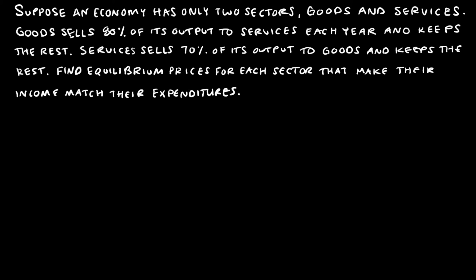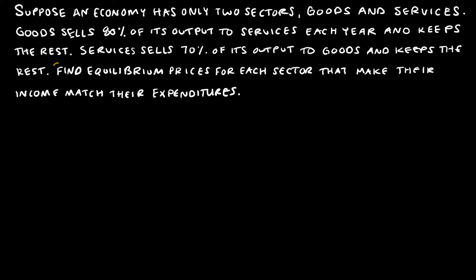Let's look at this question together. This is a question about economic sectors. So suppose an economy has only two sectors, goods and services. Goods sells 80% of its output to services and keeps the rest. Services sells 70% of its output to goods and keeps the rest. Then we're to find equilibrium prices for each sector that make the income match their expenditures.